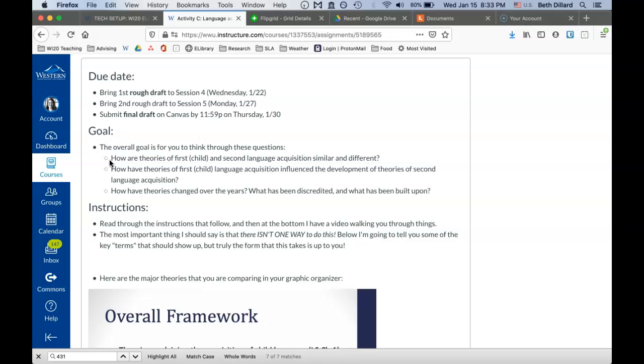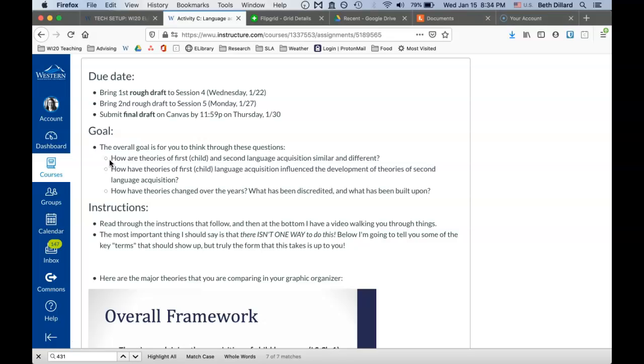Then also, how have those theories that exist around how kids learn their first languages influenced the development of second language acquisition theories? And then finally, how has this all changed over the years? Some of the theories that you've read about and are going to read about have been discredited. How have those been built upon and shifted and changed over the years? So those are your big goals. That's what you want to be thinking through as you do this.